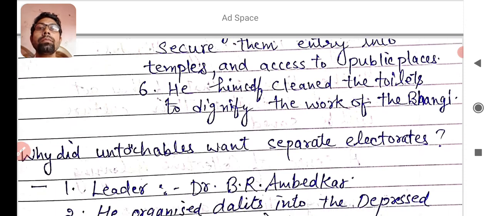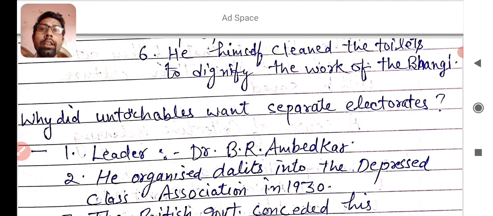Now, another problem was also there. Dalits thought that these problems, their backwardness, and the next problem that Congress is not supporting them, could be solved with one solution, and the solution is separate electorates. So the next question in your exam will be, why did untouchables or Dalits want separate electorates?